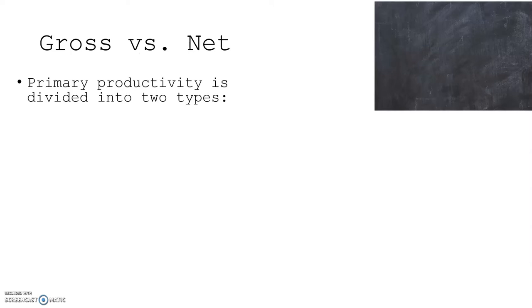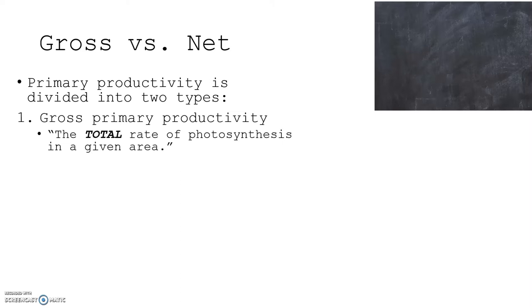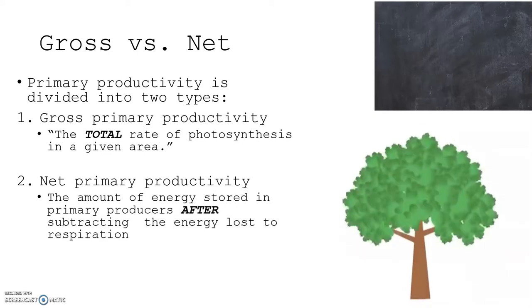When we start looking at gross versus net primary productivity, there's two different types. Gross is the total rate of photosynthesis in a given area. When you think about your paycheck, it's the total amount that you should receive for the work that you've done.